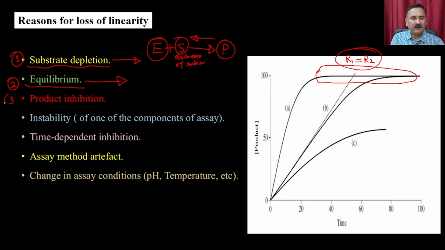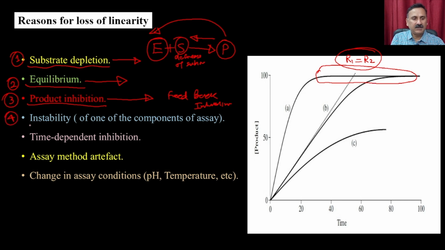The number three is product inhibition. You can have product inhibition, which is also called feedback inhibition, right? When some product is formed, this product could be an inhibitor for the enzyme. Initially it may not have a significant impact, but when a lot of product is formed, it is going to inhibit the enzyme, and that's how there will be a loss of linearity in the curve.